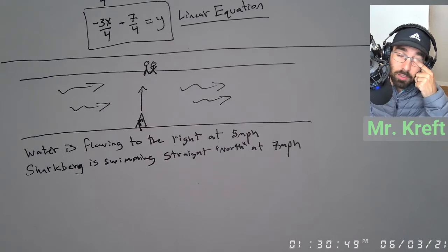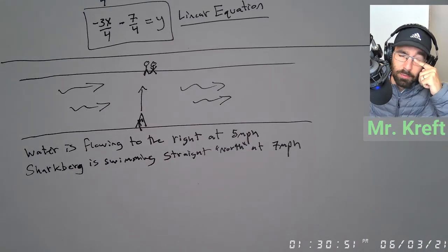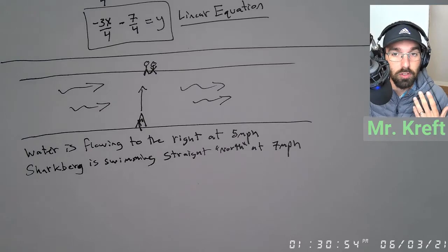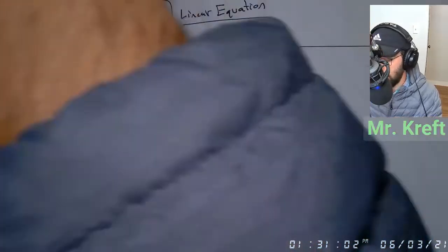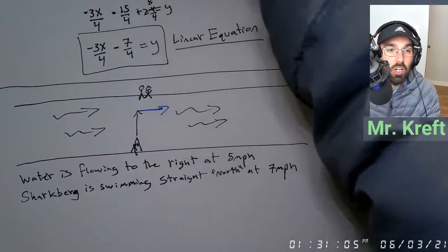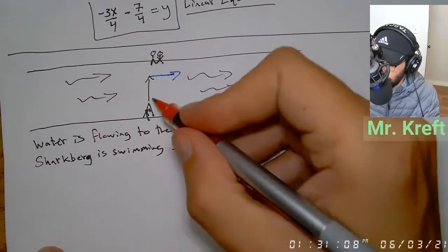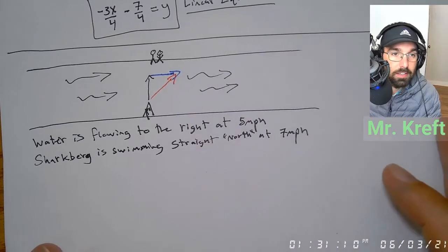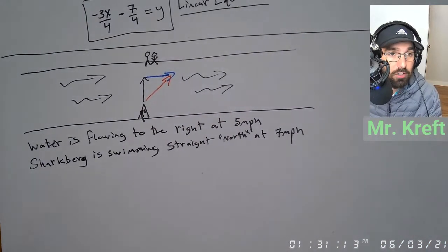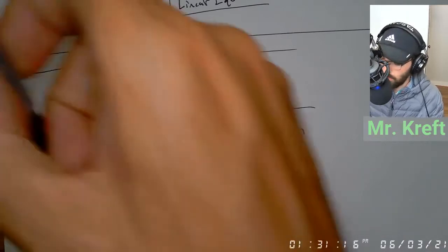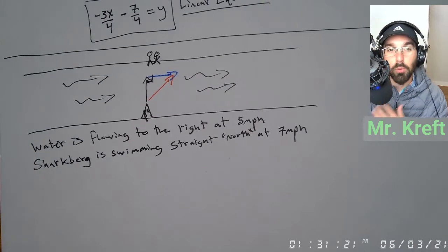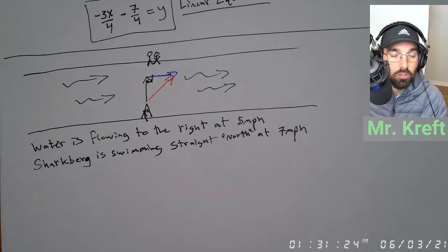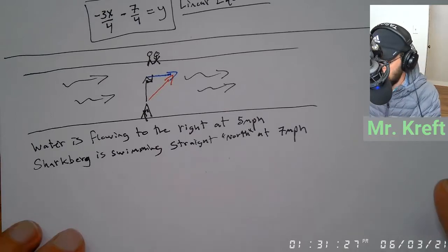Okay. Now, we've talked about this in terms of vector, right? The last time we did this problem, we said let's find the resulting vector. And here I'll use blue. We know that the water is going this way, Sharkberg's going this way, and then we said Sharkberg is going to be traveling that way, right? And we wrote a resultant vector. But what we didn't do is write an equation. So what we're going to do is use parametric equations to easily write an equation.